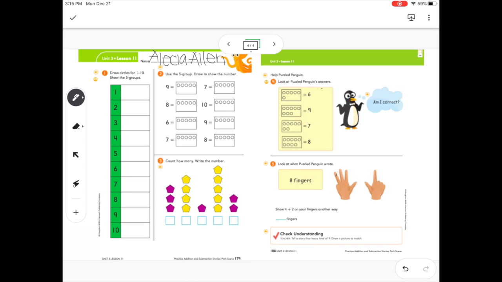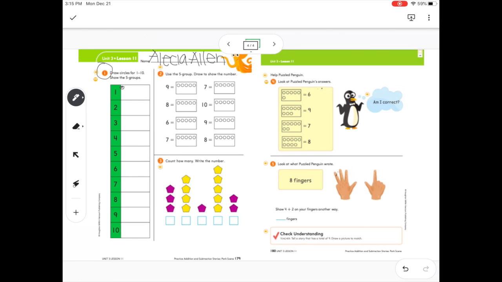Next, we're going to go ahead and get started with section number 1 right here. It's the long, tall ladder with all of the numbers in it. It says draw circles for 1 to 10. Show the 5 groups. So I'm going to start here and I'm going to draw 1 dot right here. Don't draw your dots all willy-nilly and crazy because we have to be showing 5 groups. That's going to come in important when we get up to 5 and more. So keep keeping them in a line.